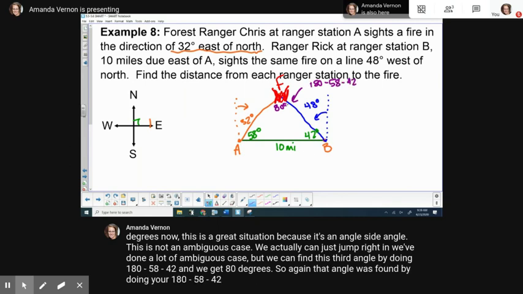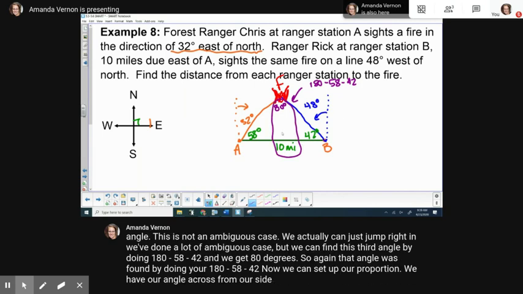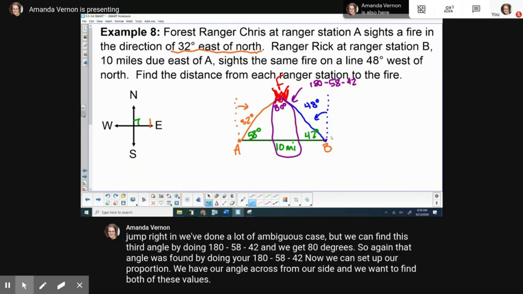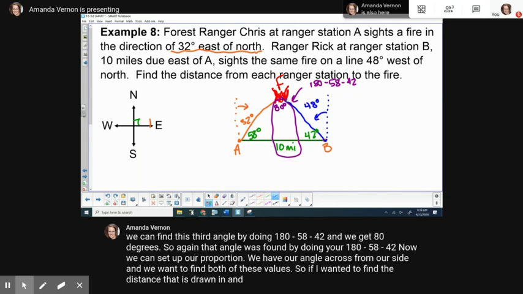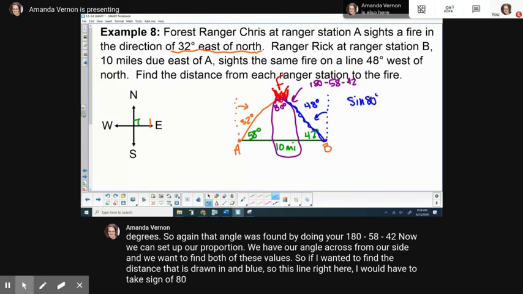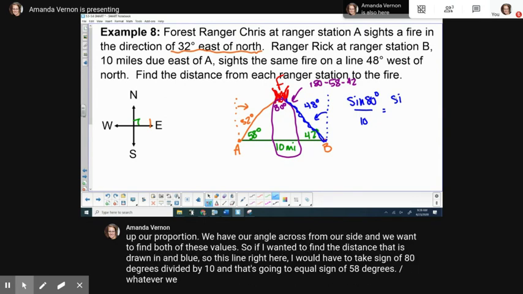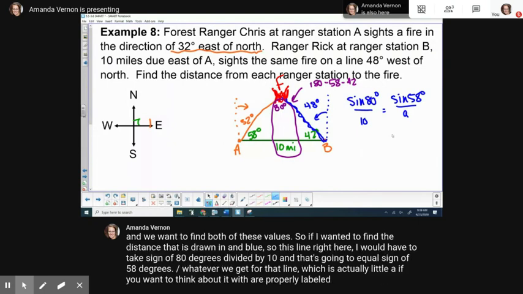Now we can set up our proportion. We have our angle across from our side, and we want to find both of these values. So if I wanted to find the distance that is drawn in blue, so this line right here, I would have to take sine of 80 degrees divided by 10, and that's going to equal sine of 58 degrees divided by whatever we get for that line, which is actually little a if you want to think about it with our properly labeled triangles.